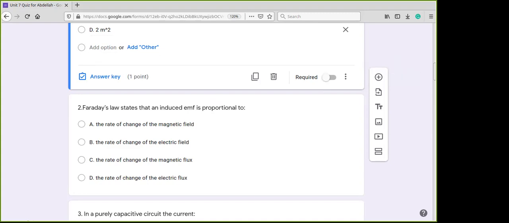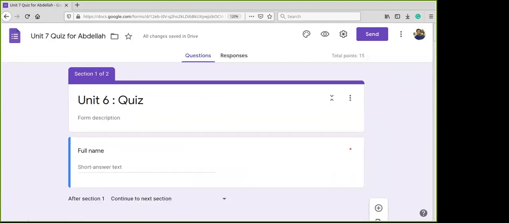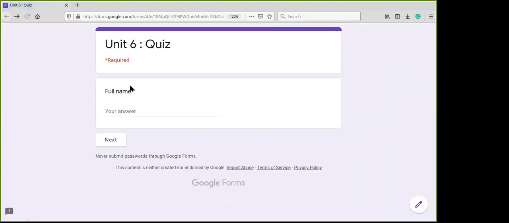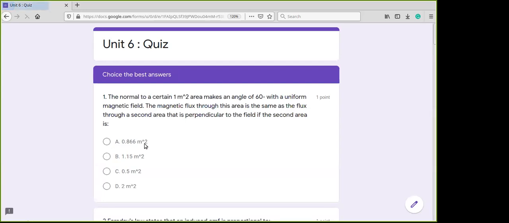Let's do the questions together. By the way, I can make it like this. Okay, let's write your name here. Can you see the screen? Yes. Okay, good. Let's go next.